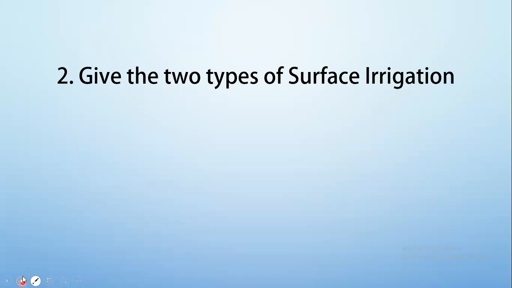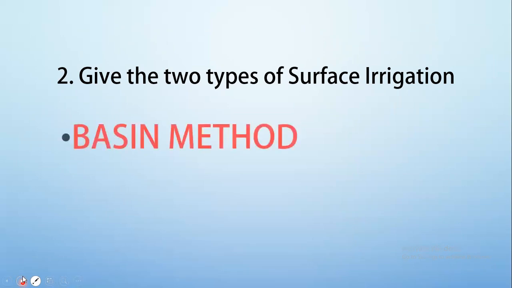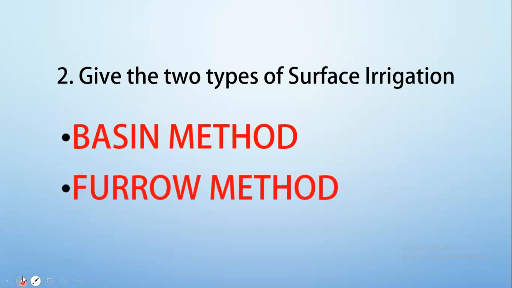Next, give the two types of surface irrigation. Again, give the two types of surface irrigation. Timer starts now. Okay, correct answer is the basin method and then the furrow method.